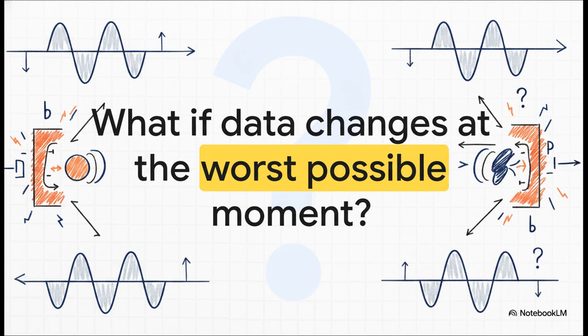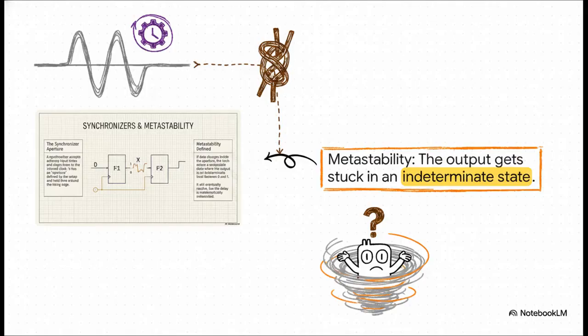Okay, this brings us to a really weird and frankly dangerous question. We've talked about how the data has to be stable before the clock signal and stable after the clock signal. But what if it changes at the exact worst possible moment? Right in that tiny, forbidden zone. The answer is this truly bizarre state called metastability. When you break those timing rules in just the wrong way, the output of the circuit can get stuck. It's not a 0 and it's not a 1. It's just hovering in between in this weird digital limbo. And the scariest part? It can stay stuck like that for a totally unpredictable amount of time.